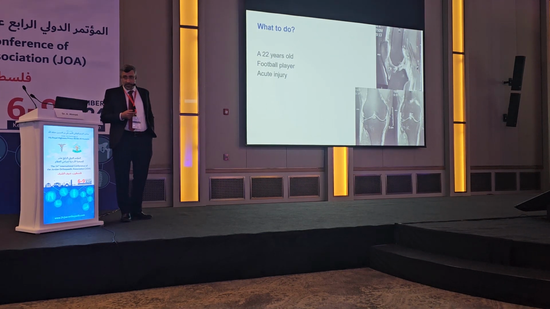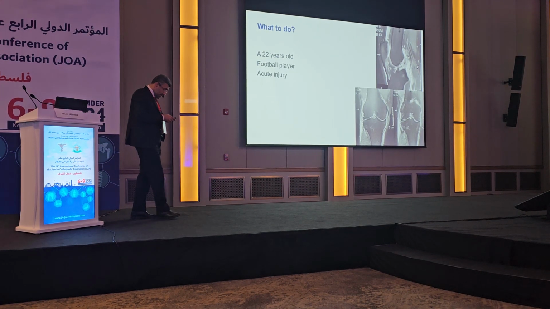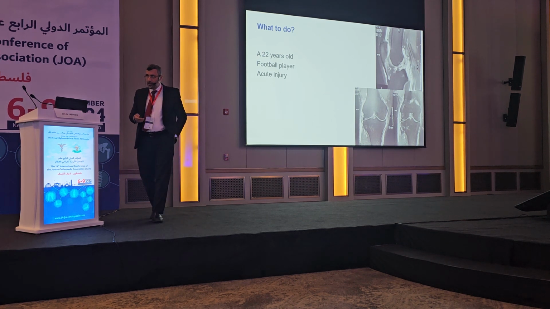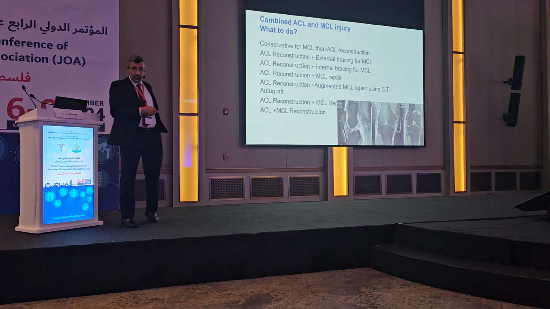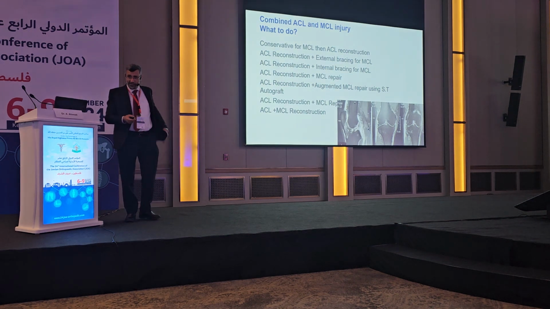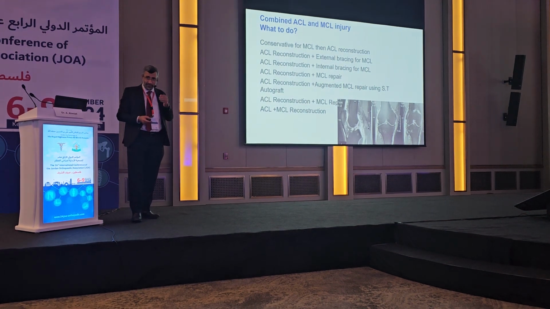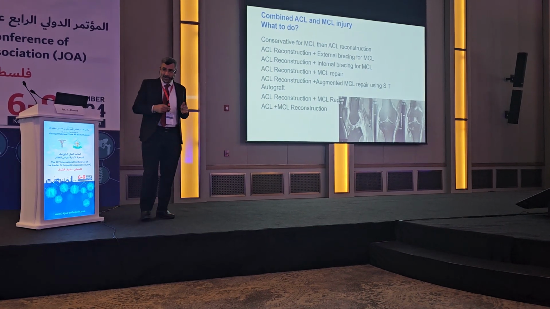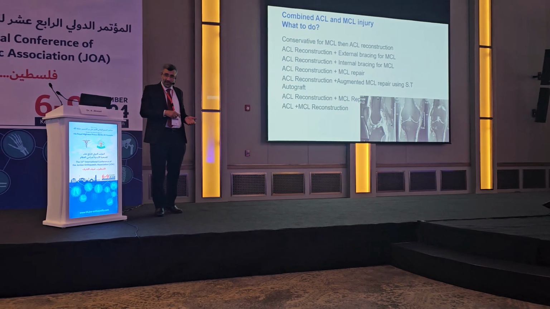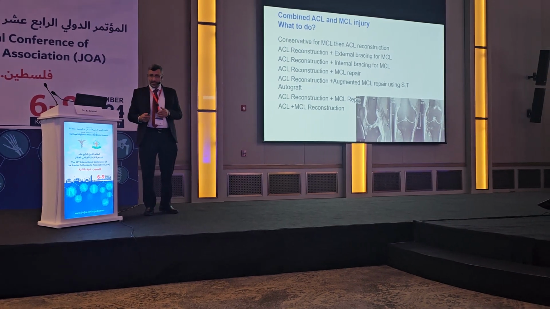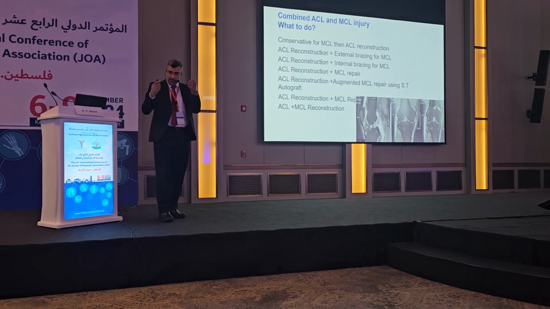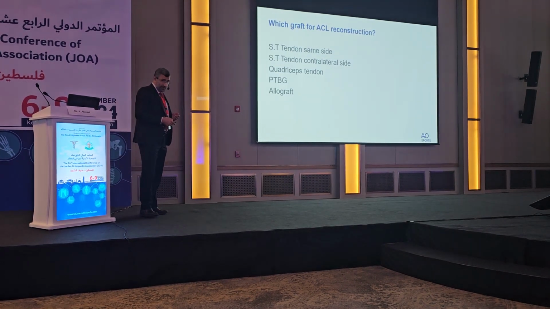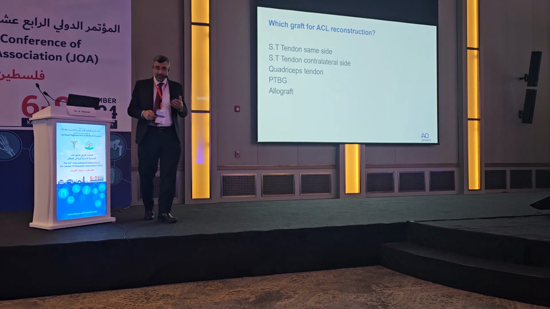has acute injury ACL with this MCL injury. What would you do? You have to think. We have 7 options: ACL reconstruction and conservative for MCL, conservative for MCL and then ACL reconstruction, ACL reconstruction and MCL reconstruction, ACL and MCL repair. So we have many options. What to do? So I think by the end of this lecture, we will know how to decide what to do.